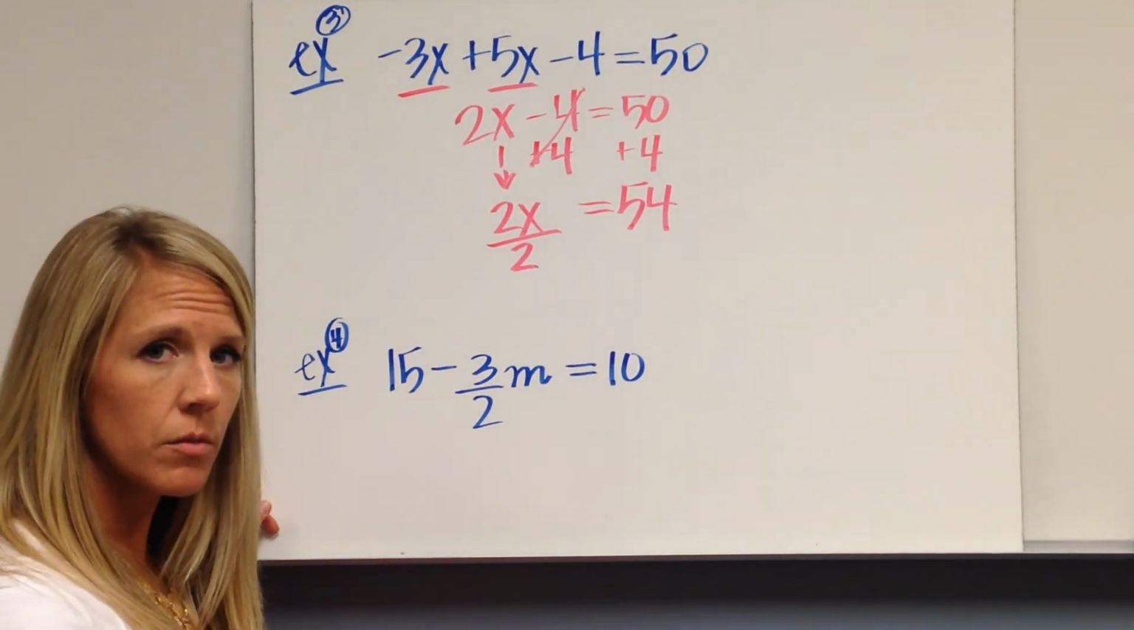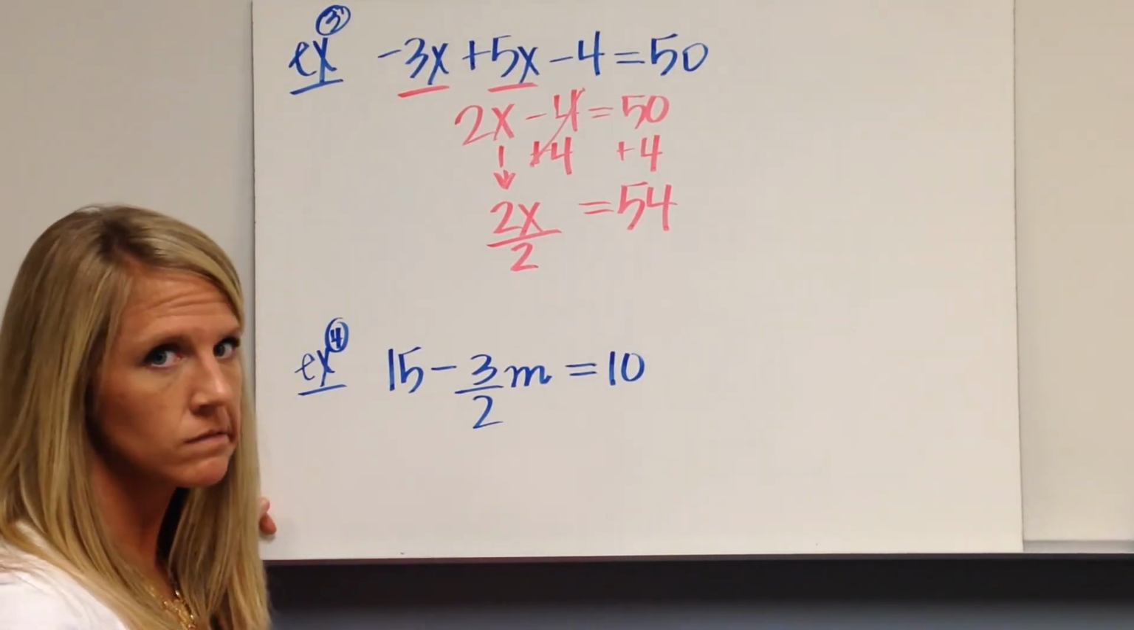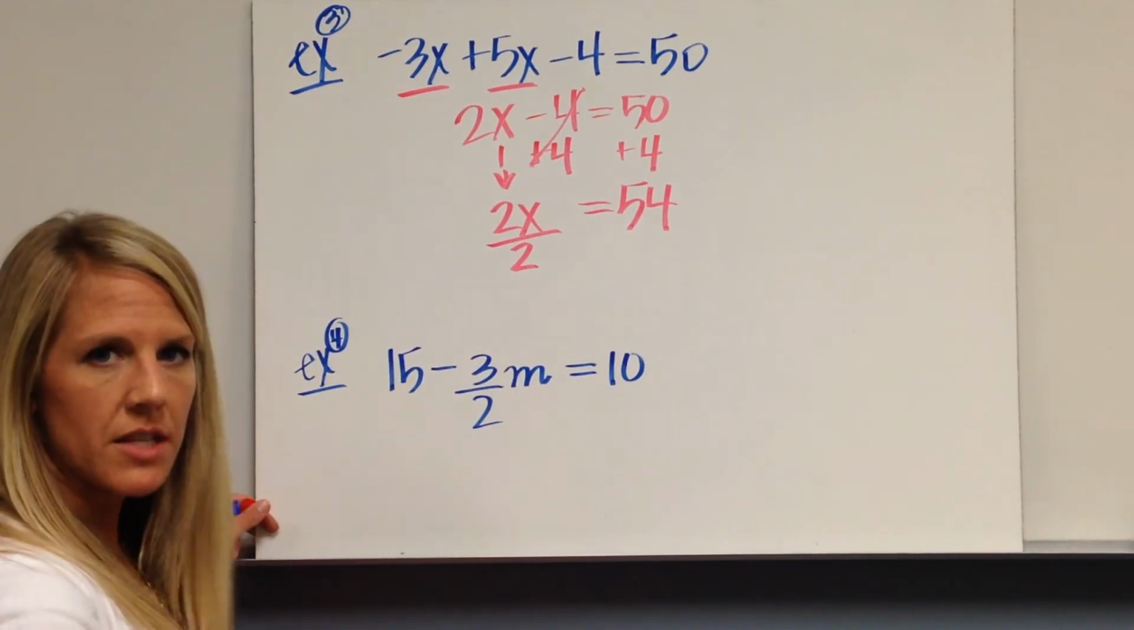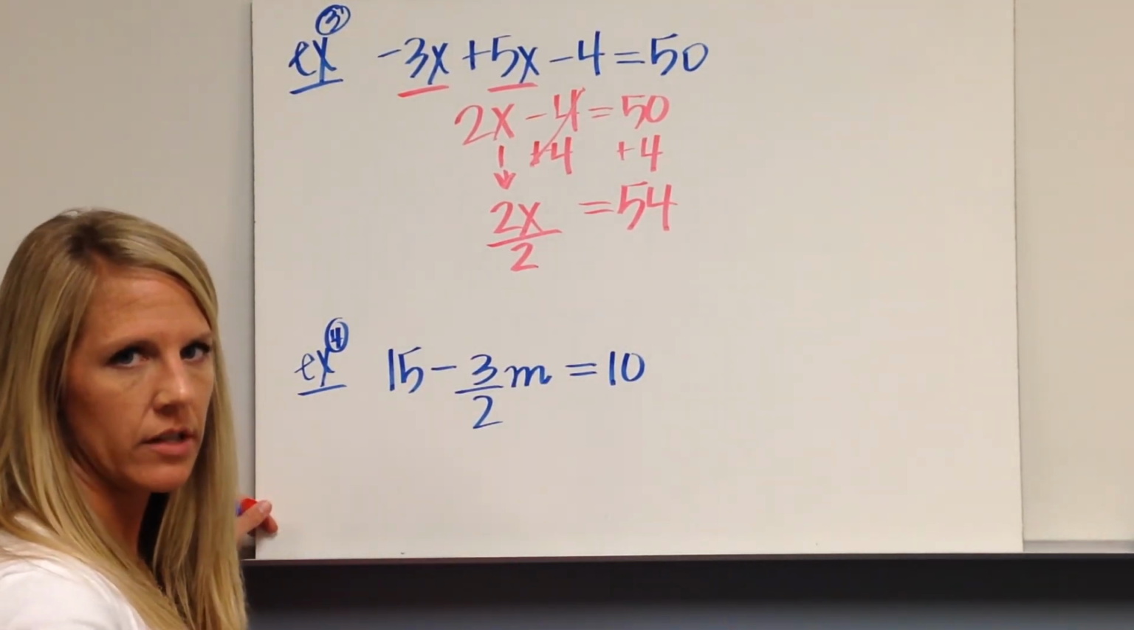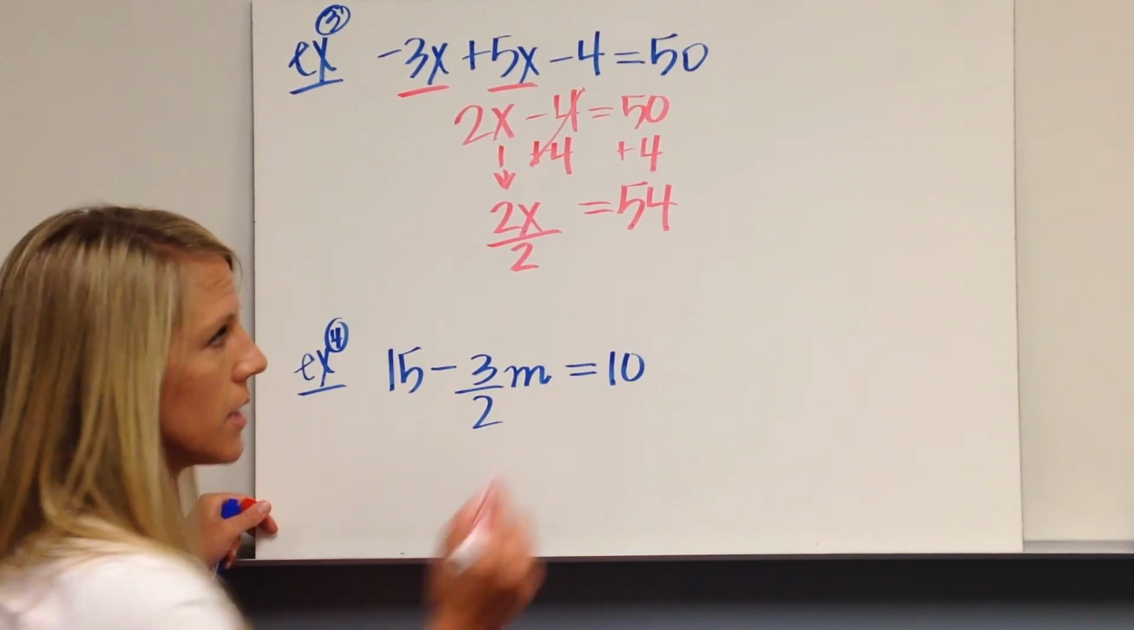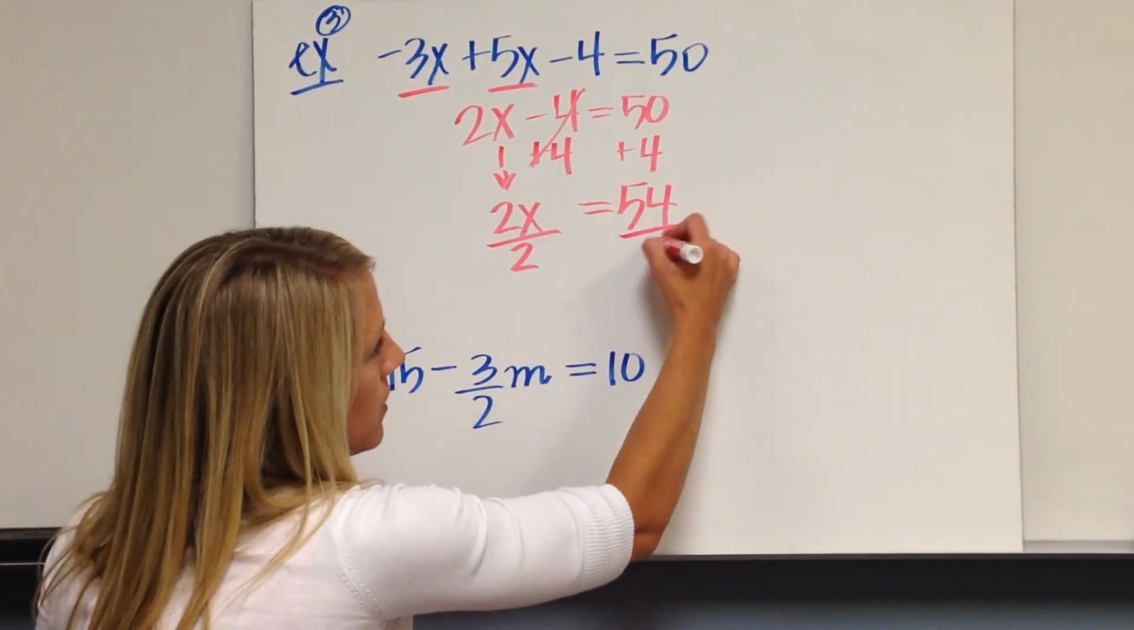We don't want 0, because if we have 0x, do we have an x? No. Well, I divided the left side by 2. What else do I have to do to make sure I'm solving this equation correctly? Yes, divide the right side by 2. Whatever you do to the left, you have to do to the right.